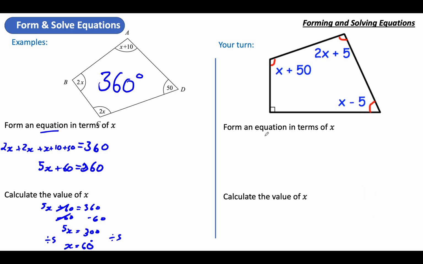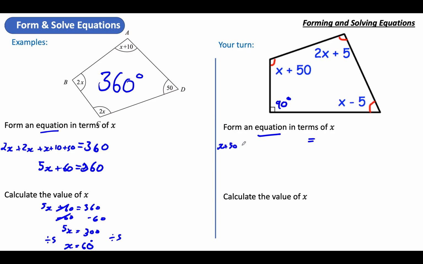Unpaused. Form an equation. An equation has an equal sign. Add up these sides. Now remember, this one down here with the right angle is 90. I said that before. If you see a right angle on a diagram like this, write in 90 so you don't forget it. So add the sides up.